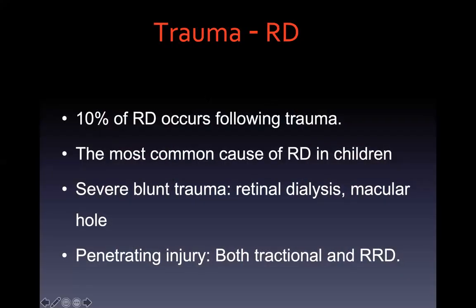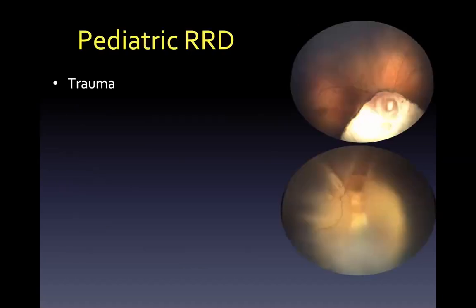So in trauma, because of the induced PVD, retinal detachment is much more common. 10% of all retinal detachments occur following trauma, and it's the most common cause of retinal detachment in children. And in penetrating injuries, both rhegmatogenous and tractional retinal detachment occur. This is because at the penetration site of the eye, you can have a retinal break, but you can also have a granulation tissue, which is very strong with the choroid, sclera, and every layer is involved. That granulation tissue may cause formation of membranes, causing traction of the retina, causing tractional retinal detachment.